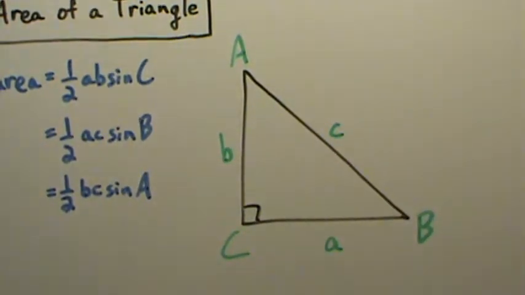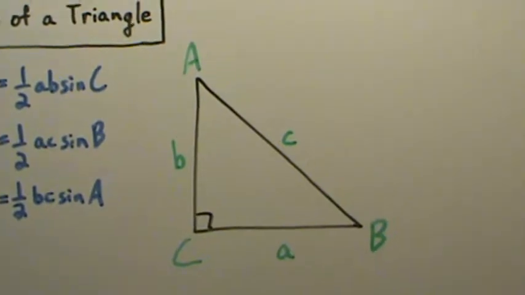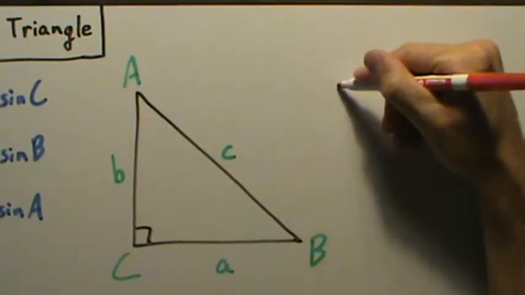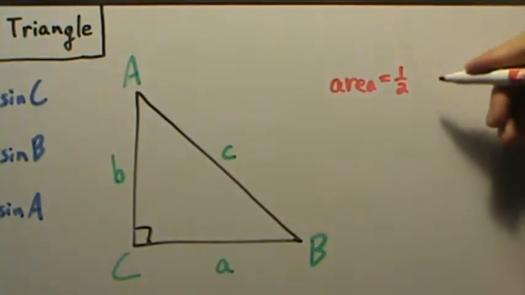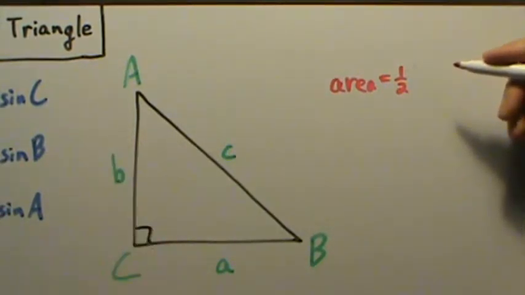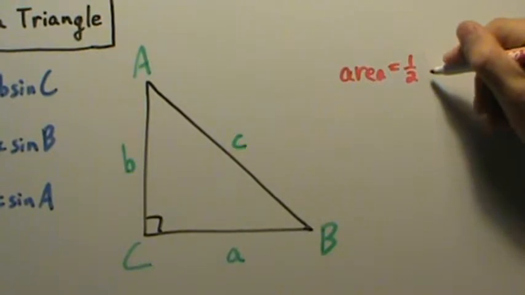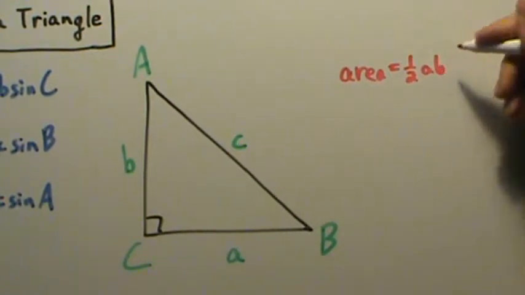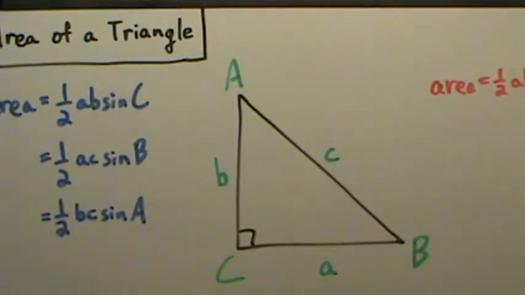Now, we're pretty much just going to do the same thing that we did. So area is 1/2 times the base times the height. Since it's a right triangle, we can say the base is a and the height is b. So 1/2 times a times b. So area is 1/2 ab, but what about this sine? Where does the sine come into play?